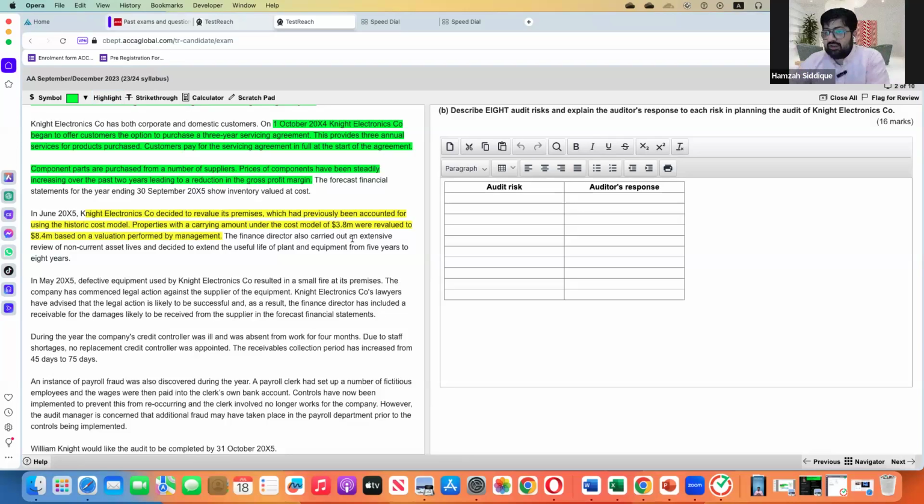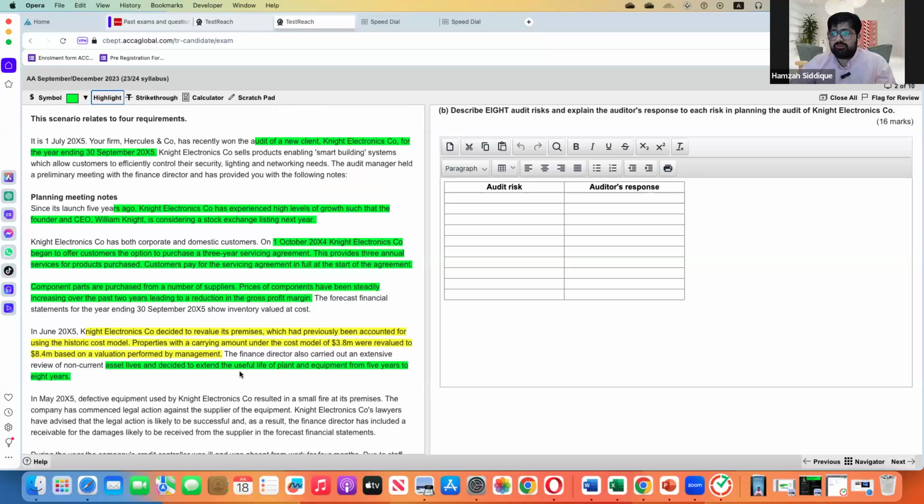Yes. Now, the finance sector also carried out an extensive review of non-current asset lives and decided to extend the useful lives of plant and equipment from 5 years to 8 years. Another issue: this is estimation, and they have revised the useful lives. Risk of misstatement is there. Now, how many points? 1, 2, 3, 4, 5, 6.